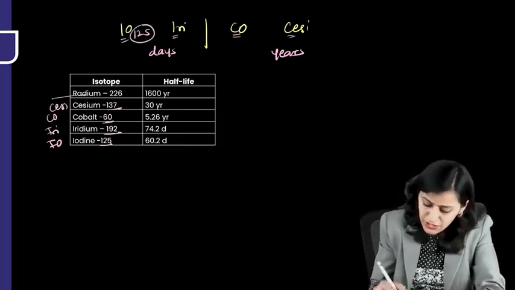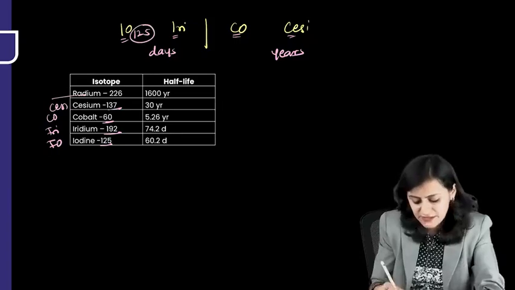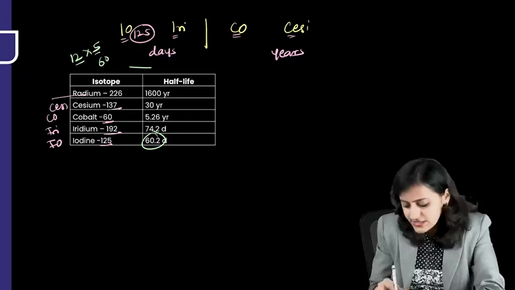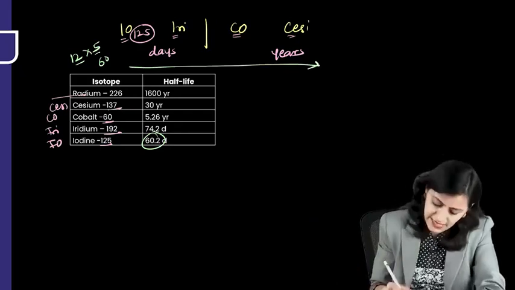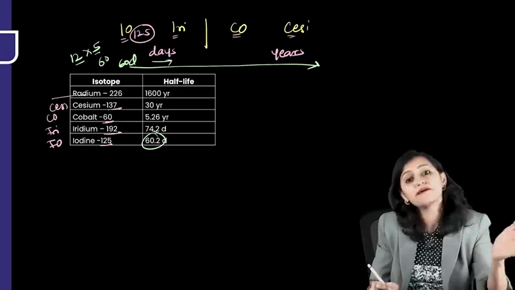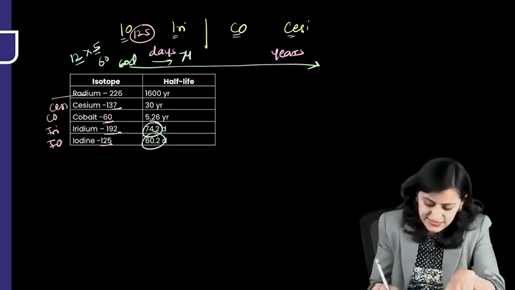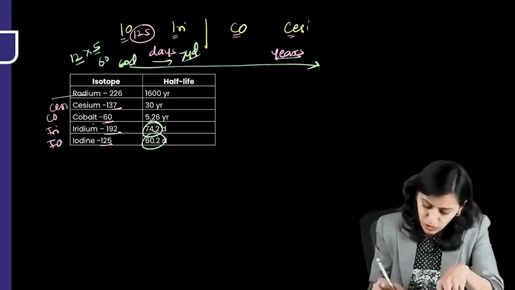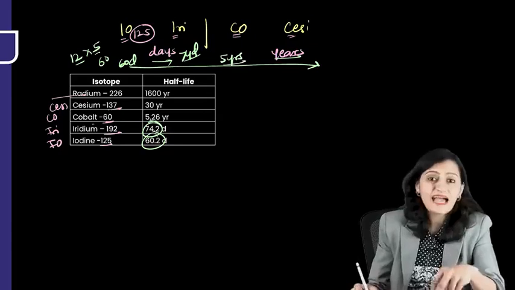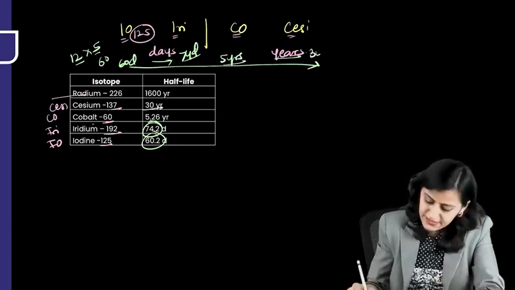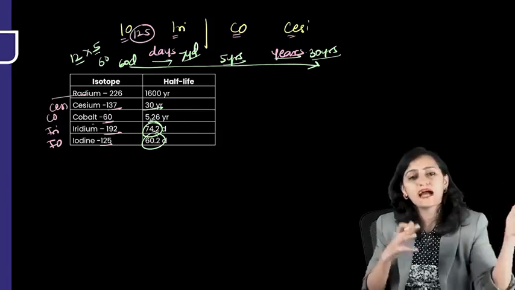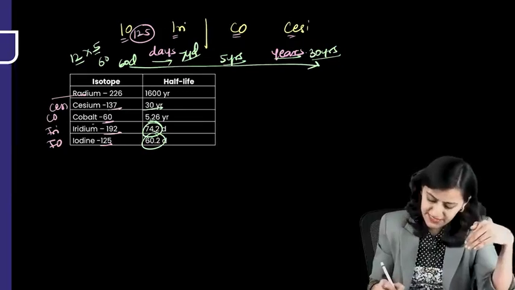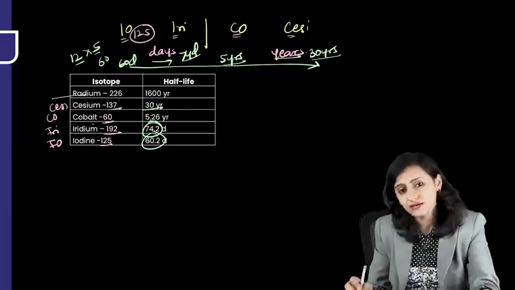IORECOCC. Iodine 125 we have already seen, the half-life is 12 into 5, that is 60 days. So this is the ascending order of the half-life. If this is 60 days, then iridium is more than 60 days, that is 74 days. Cobalt and cesium, the half-life is in years. First comes cobalt, that is 5 years, and cesium is the next, that is 30 years. Right? So remember IORECOCC, days and years. Iodine 125, 60, then 74, then 5 and then 30 years.